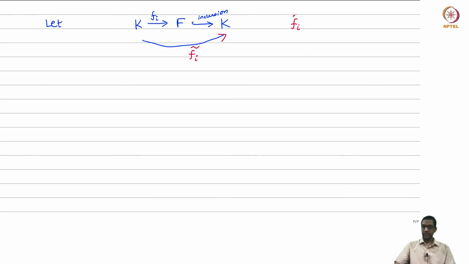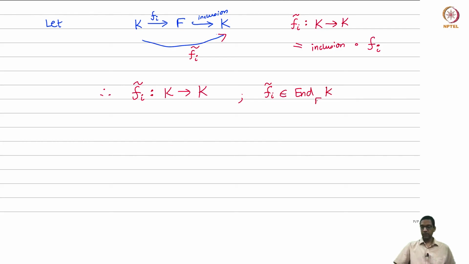Okay, so what is now Fi tilde? It's become a map from K to K. It's just the inclusion composed with Fi. And observe, this is a composition. The inclusion map is also a linear transformation of these two F vector spaces. So think of everything here as being an F vector space. Then Fi is F linear, inclusion is F linear. Therefore, this composed map that we have constructed should be thought of as a map from K to K which is F linear. In other words, Fi tilde is an endomorphism of K over F.